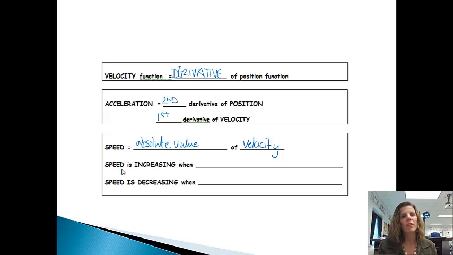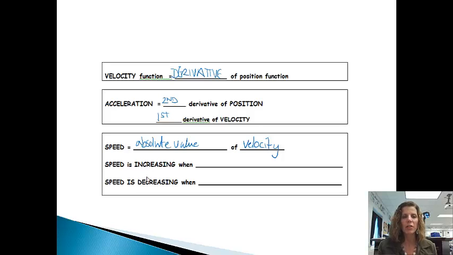One of the popular questions on the AP test is, when we're working with particles, they'll be asking you questions about the velocity and the acceleration of certain objects or particles. And then one question that you'll be asked is, is the speed of the particle increasing or decreasing when t equals 2 or t equals 5 or something like that? So we need to be able to know how to answer those questions.